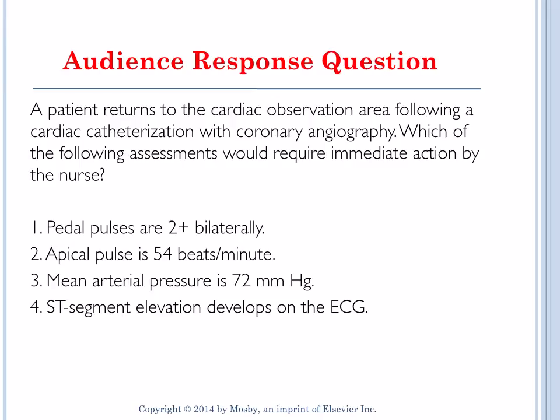Now ST elevation on ECG: PQRST, the portion from S to T, you see in the graph, it will elevate. That means the curve will go up. And if it goes up on ECG, it indicates MI, or injury with partial or total occlusion of the coronary artery. So the answer is 4.